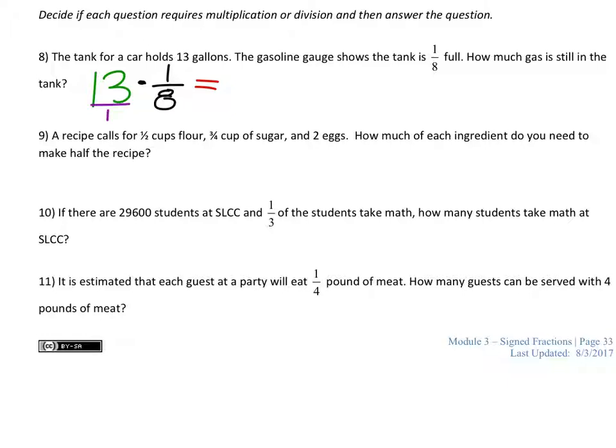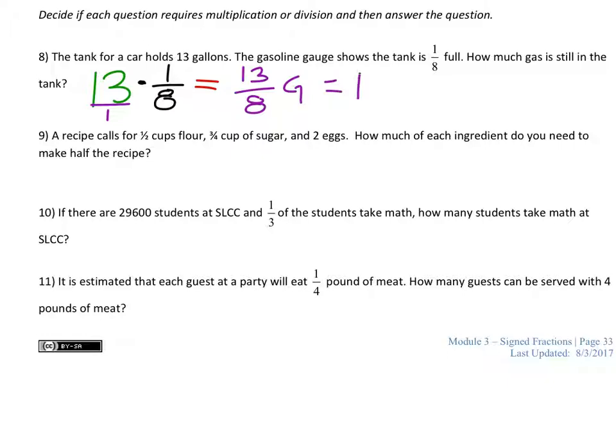Well, we can make that 13 over 1. And so 13 times 1 is 13. 1 times 8 is 8. I'm okay leaving it like this: 13/8 gallons. I mean, it's almost 1.5.